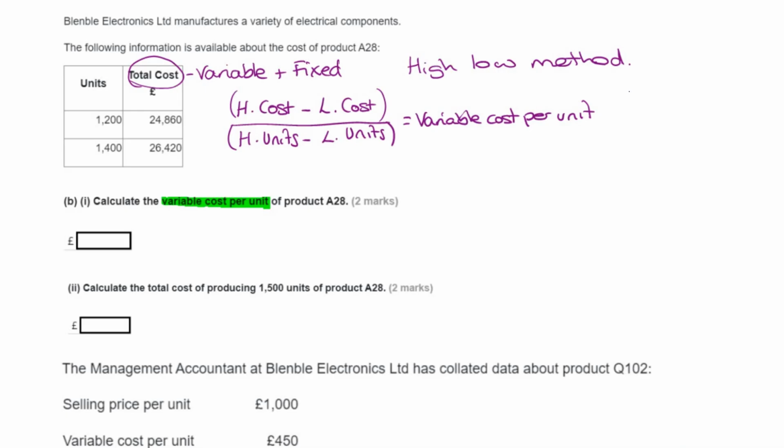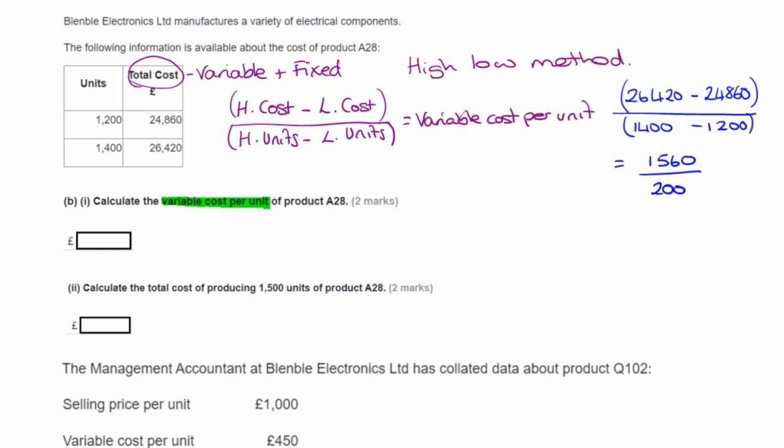So our highest cost is 26,420 and our lowest cost is 24,860. And we're going to divide that by our highest units minus our lowest units, which gives us 1,560 divided by 200, which is £7.80 variable cost per unit.